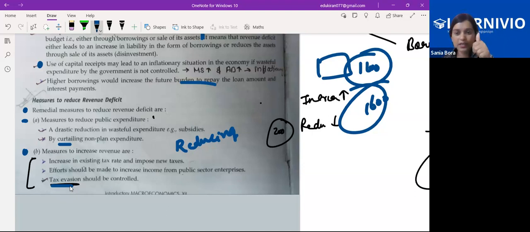So there are two things. One, reduce the public expenditure. Second, increase the revenue. So how can they reduce the public expenditure? Don't give subsidies. Reduce the non-plan expenditure. If you want to increase the money, increase the taxes and control the tax evasion. Clear? Okay. So now you will write the heading: measures to reduce revenue deficit, then A, then B. Okay.